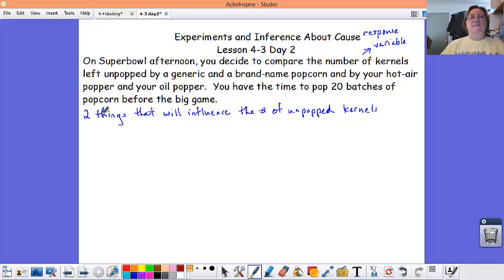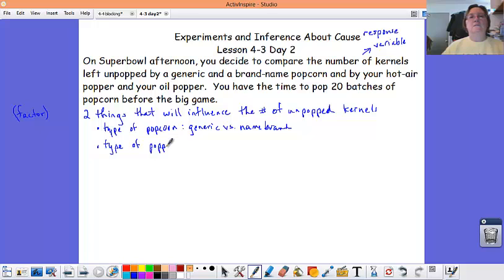You have two things. The proper name for those are factors. Two things that you think will influence the number of unpopped kernels, and those factors are the type of popcorn, and you have two of those, generic versus name brand, and the type of popper. And you also have two of those. You have hot air and oil.